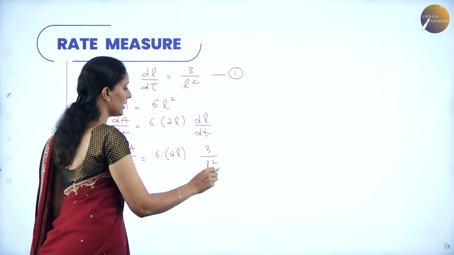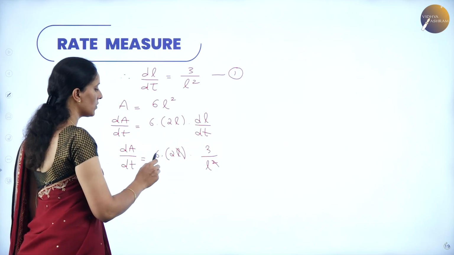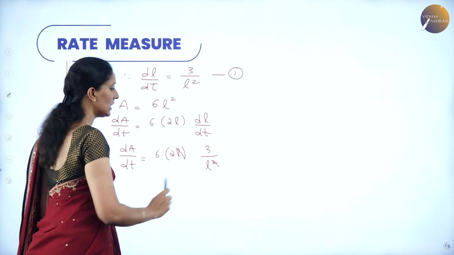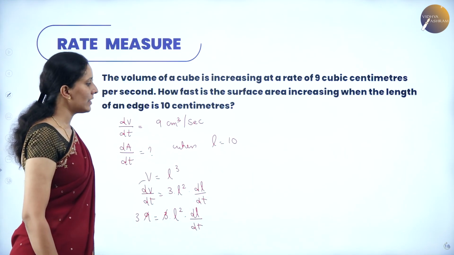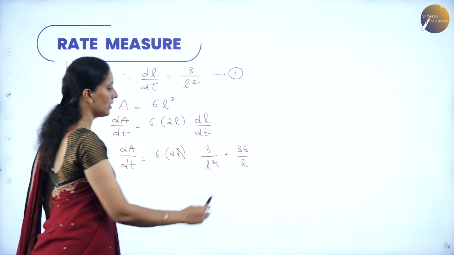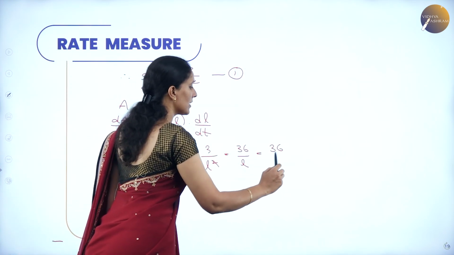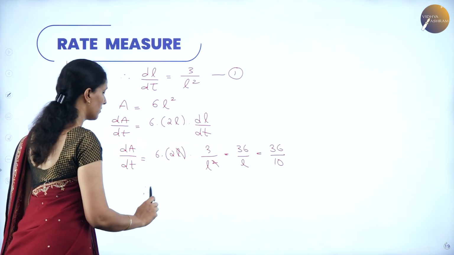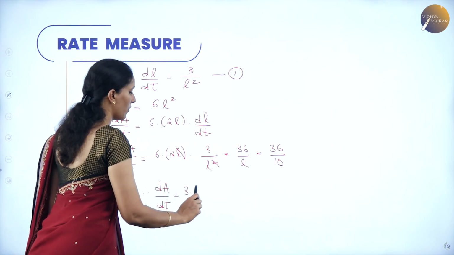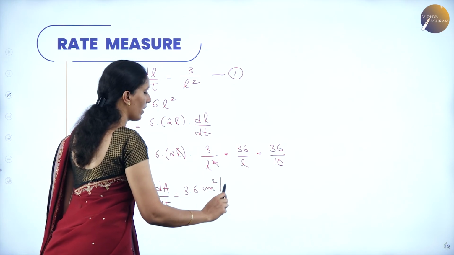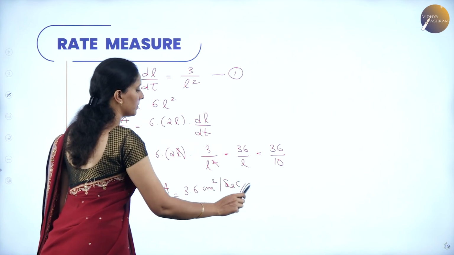So, here L cancels. So, 6 twos are 12, 12 threes are 36 divided by L. And the length is given, that is 10 centimeter. So, clearly we can write 36/10. So, therefore, area is 3.6 centimeter square per second.